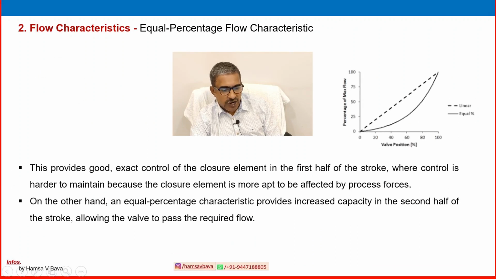This provides good exact control of the closure element in the first half of the stroke, where control is harder to maintain because the closure element is more apt to be affected by the process forces. So in the first half of the stroke, you get exact control, a tight shutoff or slow opening. On the other hand, equal percentage characteristic provides increased capacity in the second half of the stroke, allowing a valve to pass the required flow.